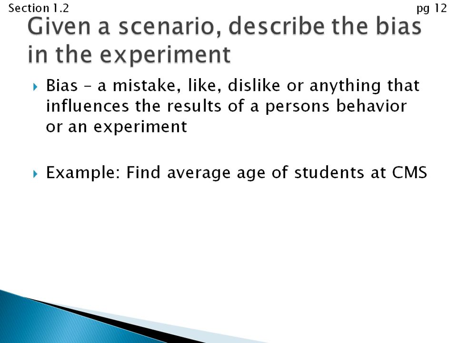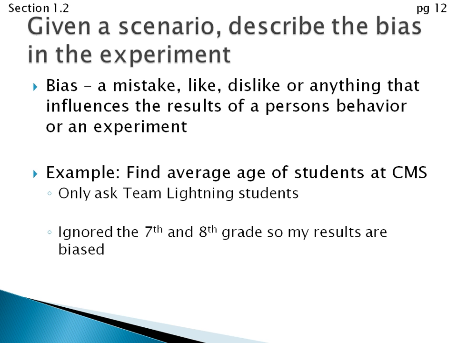An example is, let's find the average age of the student at Carroll Middle School. And if we're going through doing that, I would say, well, I'm just going to ask all the students in Team Lightning. And I might have a little bit of a bias there on that experiment, because if I ask only the students in Team Lightning, I've actually now ignored the 7th and 8th grade, so my results are going to be biased. I may say that the average age of the student at Carroll Middle School is 12, when in reality it's probably closer to 13 because we have 6th, 7th, and 8th grade students.